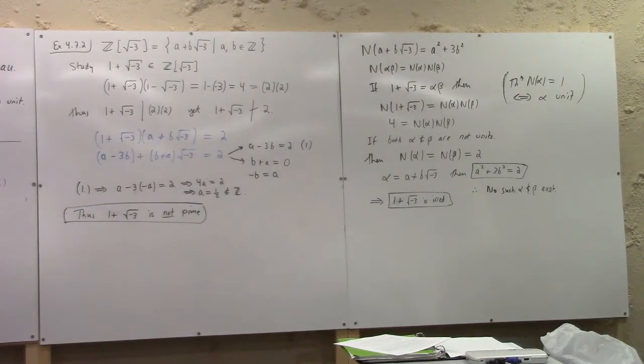So as you can see from this example, there is a distinction between prime and irreducible in this context. Okay?